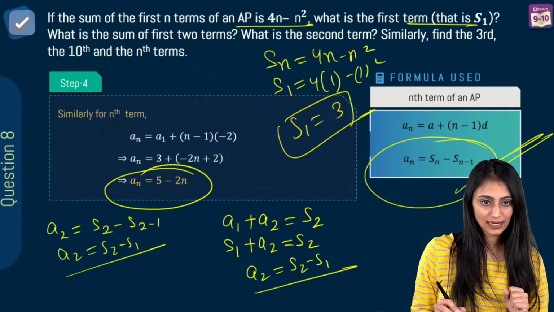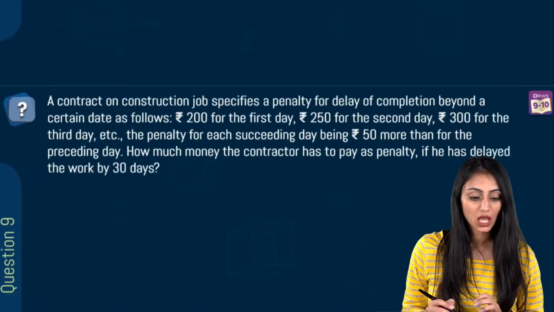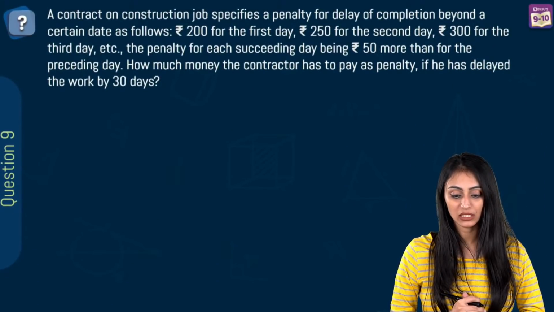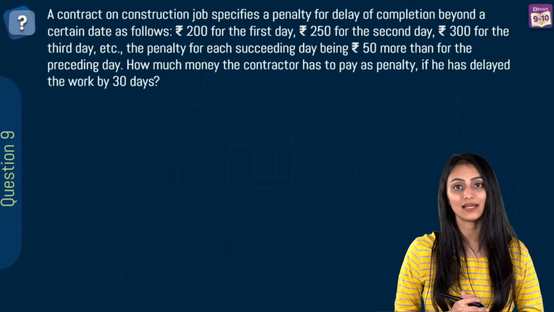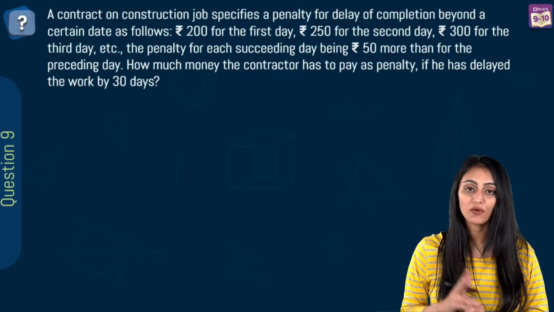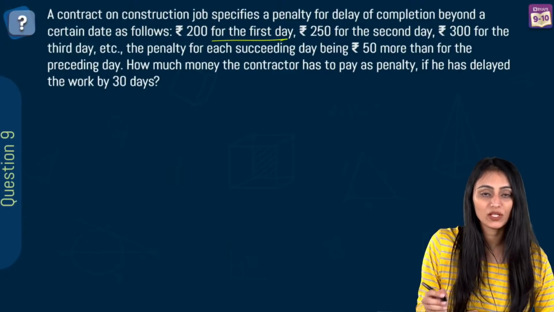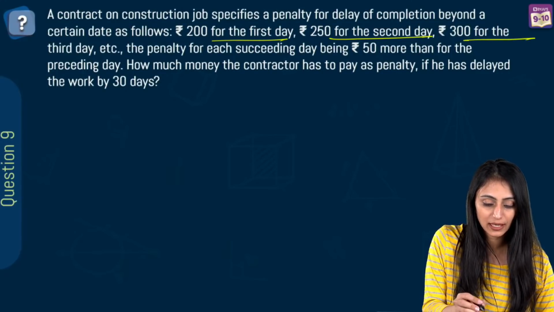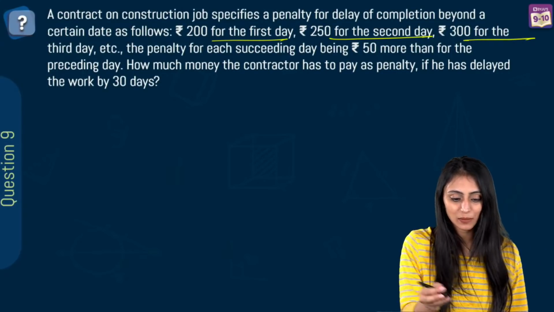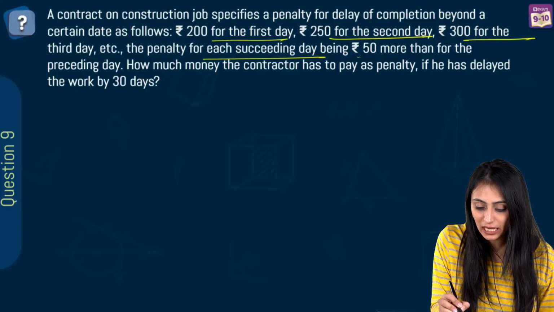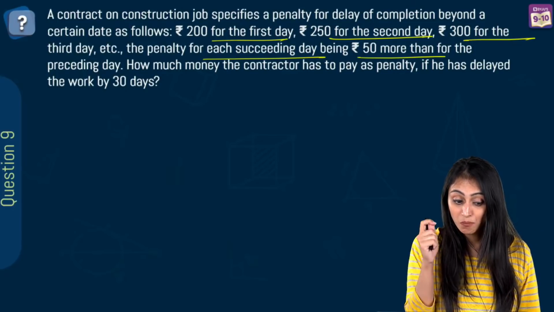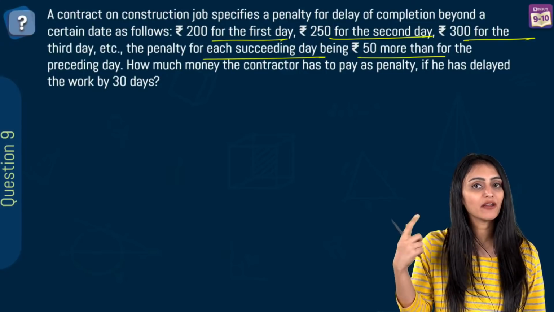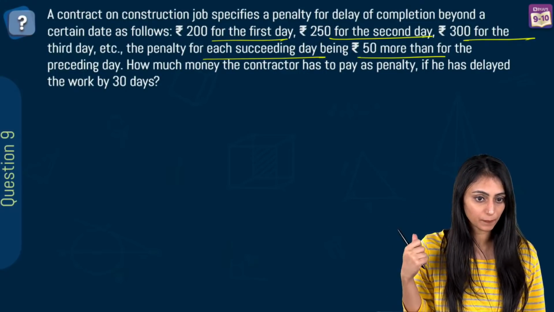Now let's move ahead, let's take a look at the next question. A contract on a construction job specifies a penalty for delay of completion beyond a certain number of days as follows. For the first day, it's rupees 200. For the second day, it's rupees 250. Third day is rupees 300, and so on. The penalty for each succeeding day is rupees 50 more than for the preceding day. So every day the penalty is increasing by 50 rupees if you delay it.